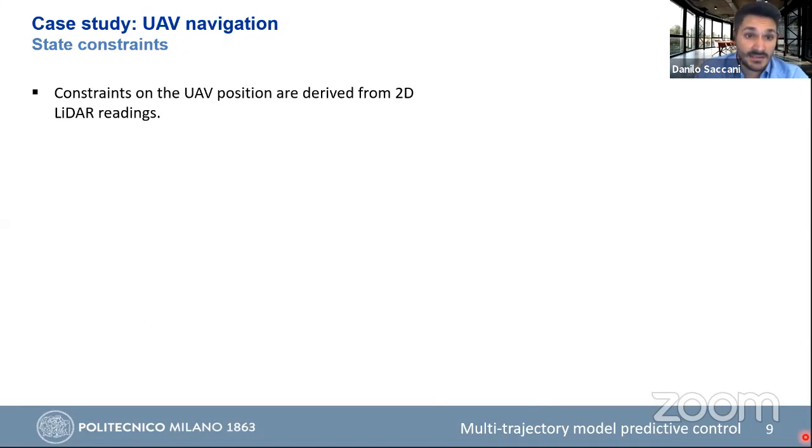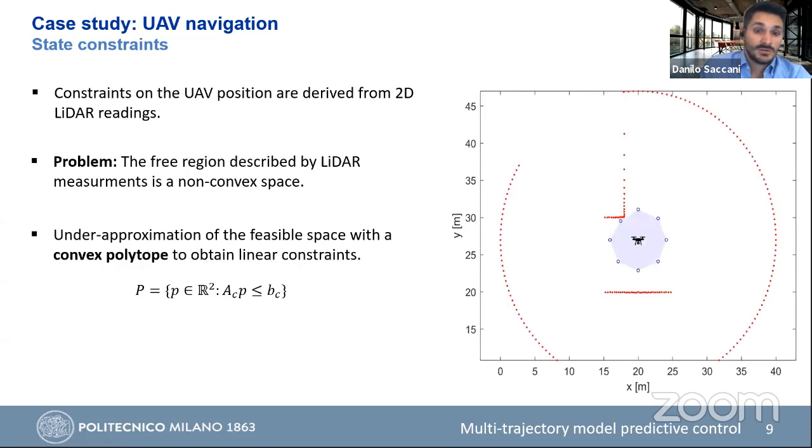As for the state constraints, instead, on the position of the drone, the environment is continuously scanned with a LiDAR sensor that provides a cloud of points describing the surrounding obstacles. So these LiDAR readings generate a non-convex region representing the free space. And in order to obtain linear constraints, we have developed an algorithm to under-approximate the feasible space with a convex polytope. The algorithm works as shown in the animation.